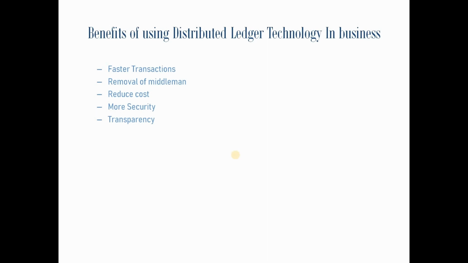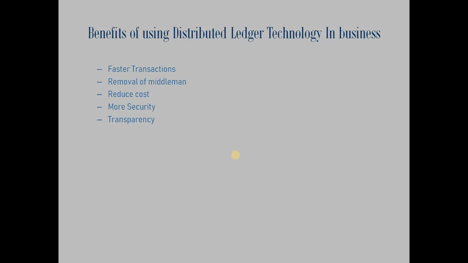So, benefits of using distributed ledger technology in business. There are faster transactions, removal of the middleman to reduce cost, more security and transparency. So what does it mean? They are faster transactions because of the removal of the central authority or middleman. They also remove the cost of transaction because of the removal of the fees taken by the middleman from the system. It is much more secure as compared to the central database because each node of the system holds the record, thus making the record hard to manipulate.